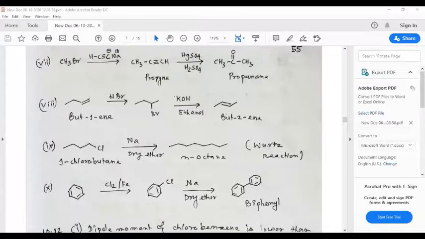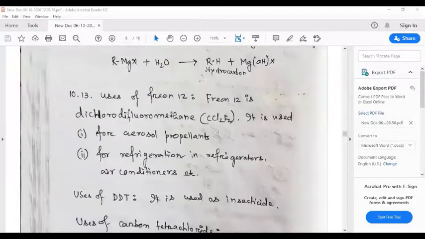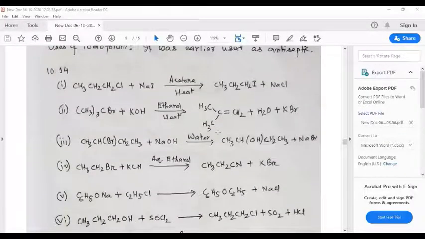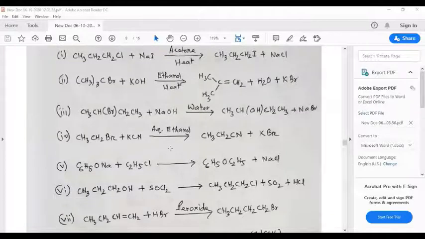Question number 10.14.3. CH3CHBrCH2CH3 plus sodium hydroxide in presence of water gives CH3CHOHCH2CH3 plus sodium bromide. So this bromine is replaced by hydroxyl. So this is a substitution reaction, a nucleophilic substitution reaction.